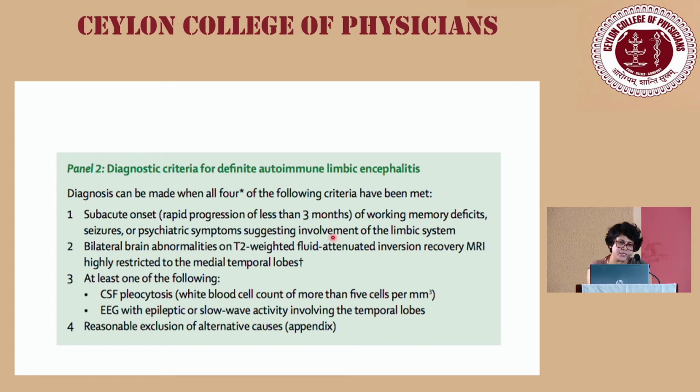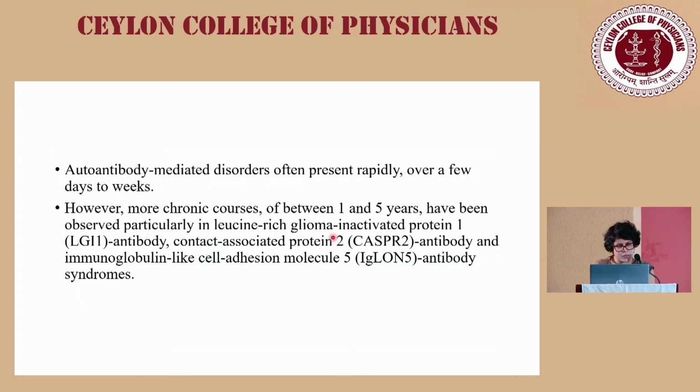And then even a definite diagnosis can be arrived at in the absence of the neuronal autoantibody panel, in the presence of a characteristic clinical scenario with MRI characteristics and CSF pleocytosis or EEG abnormalities, with reasonable exclusion of alternative causes. Most of the time, these autoantibody-mediated disorders present rapidly, within days to weeks. But there are instances where we have to deal with chronic cases. Sometimes the patients will have symptomatology ranging from 1 to 5 years in the case of CASPR2, LGI1, and the newly diagnosed IGLON5 antibody syndromes.